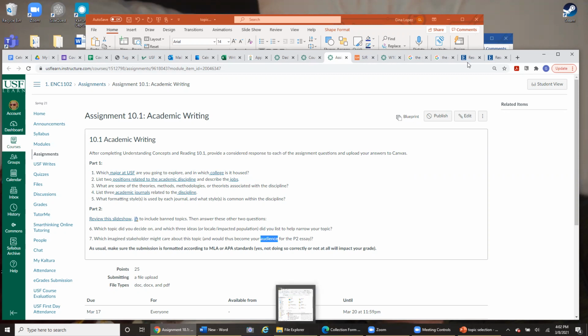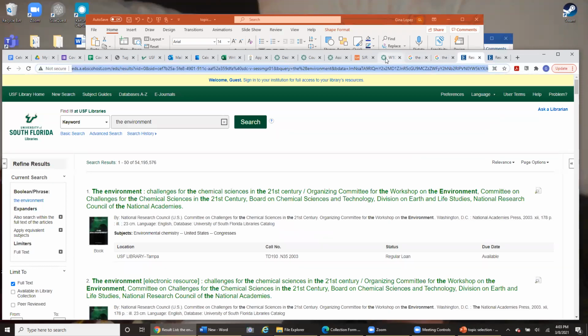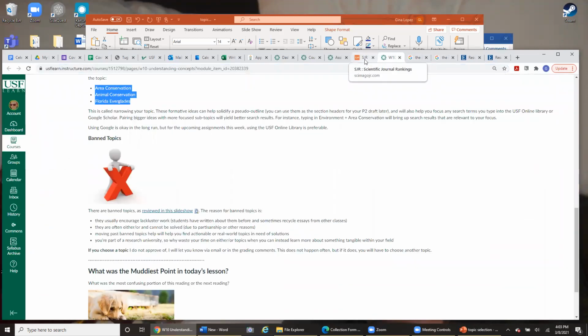If you did choose environmental conservation, do you imagine some kind of conservation nonprofit group might be your audience? And so you're tailoring the type of language you choose, the types of sources maybe, how you would present your information. You're tailoring it to that audience, which is important for this essay and for really anything you write in your entire life.